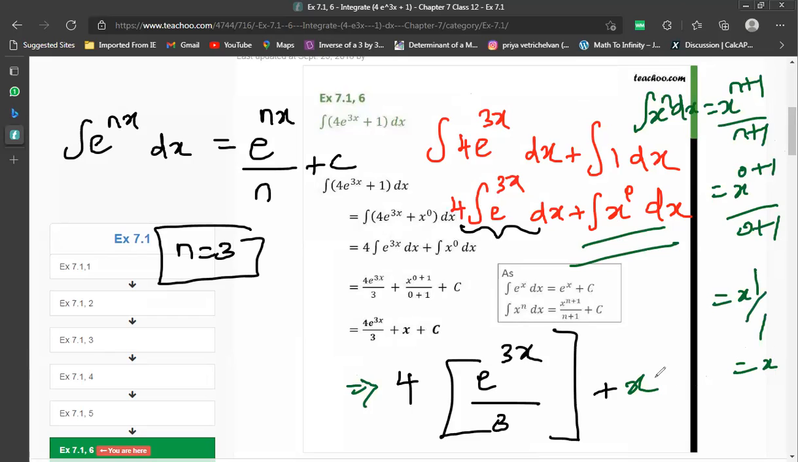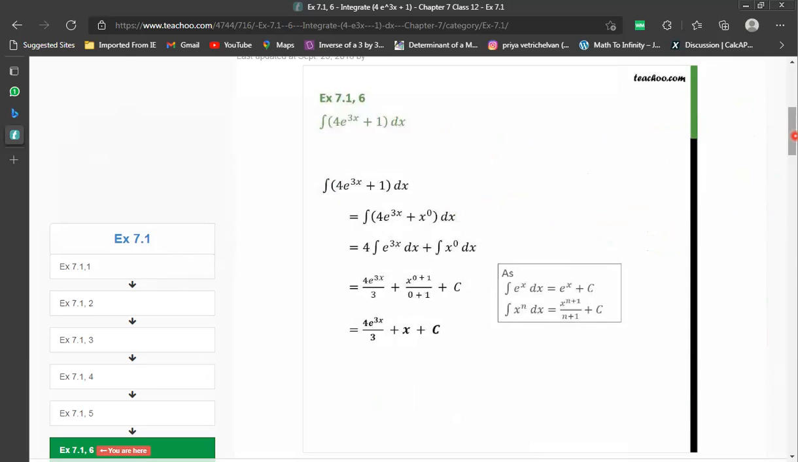So at last, in the indefinite integral, they didn't mention any limit over here, so you have to put plus integral constant c. That's all about it. I hope it is clear. We'll move to the next question.